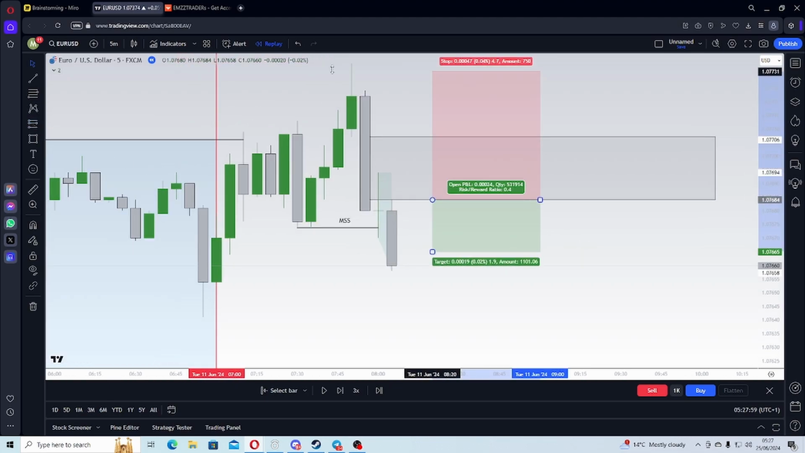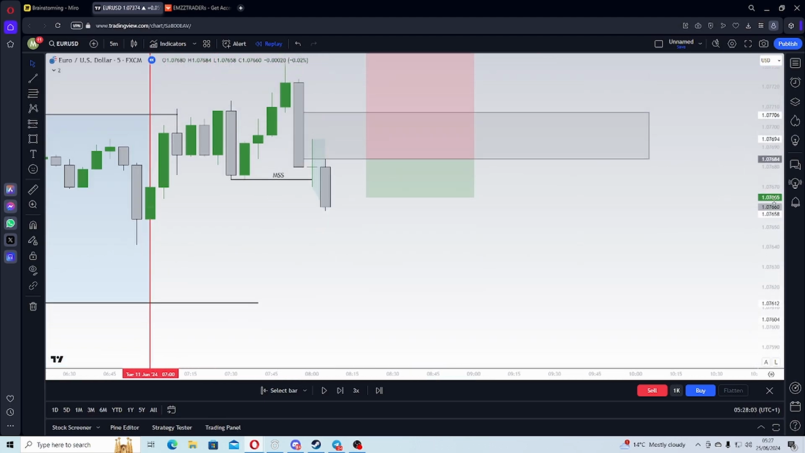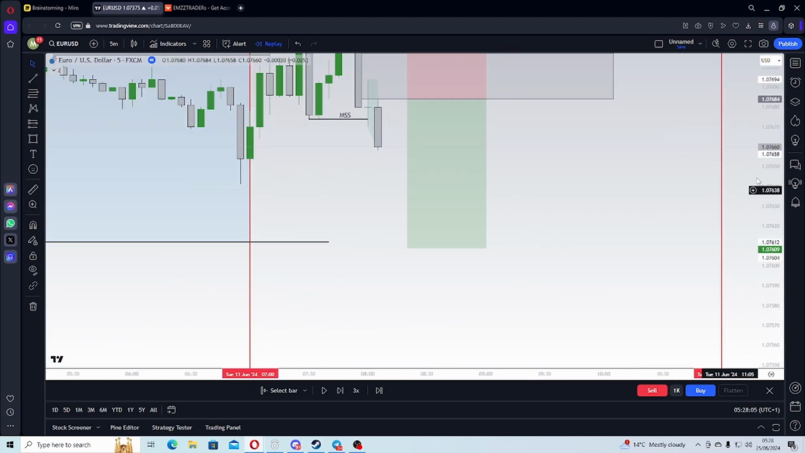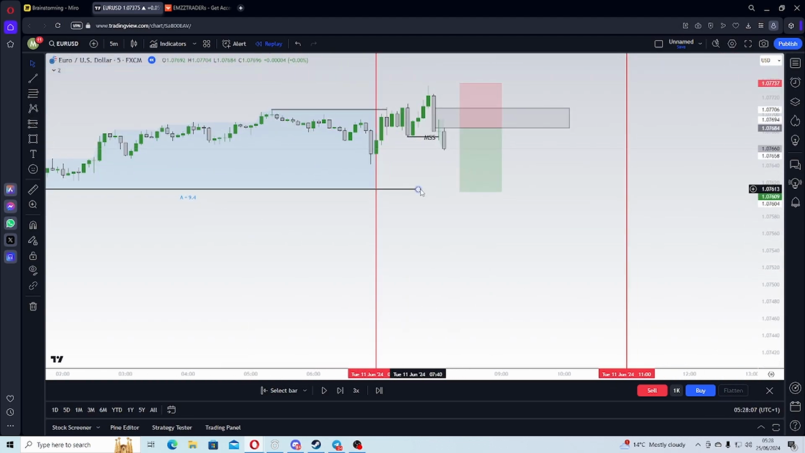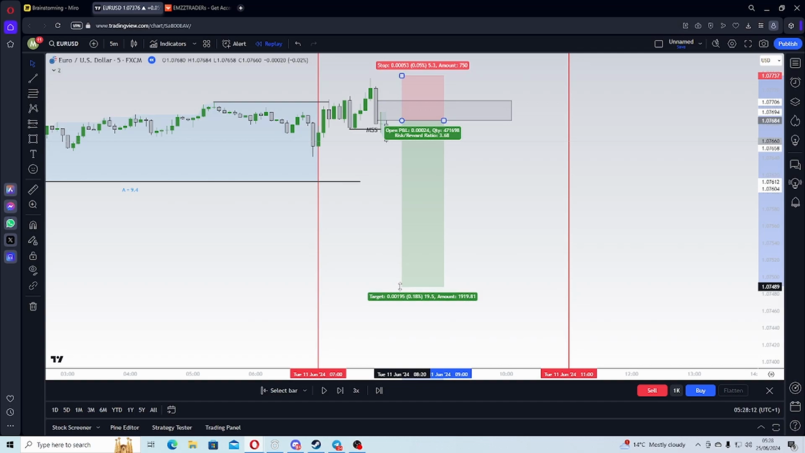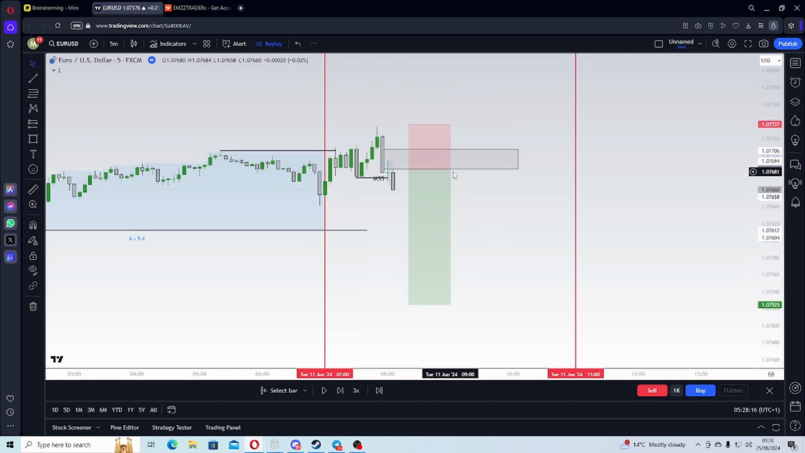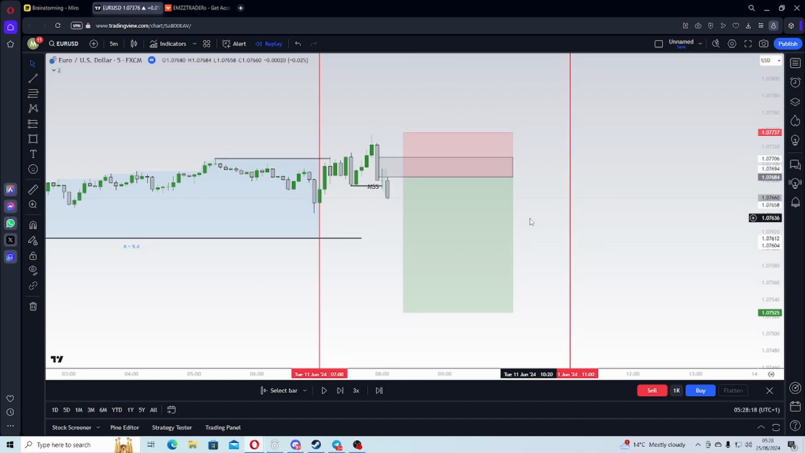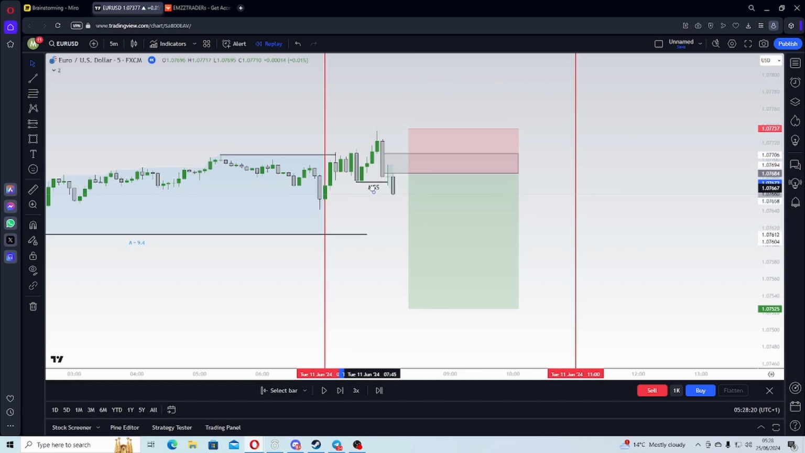My stop loss will be above the first candle of the FVG, somewhere around here, okay? And my take profit at least a 1 to 3 risk to reward ratio. I won't just be aiming for these Asian lows. I'll be at least aiming for a 1 to 3, okay? Which is somewhere around here. All right. So this is the easiest model that you can use to trade, okay?